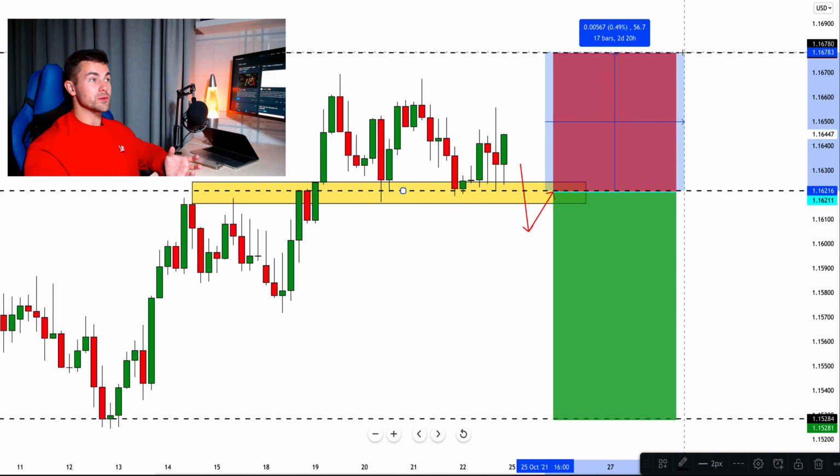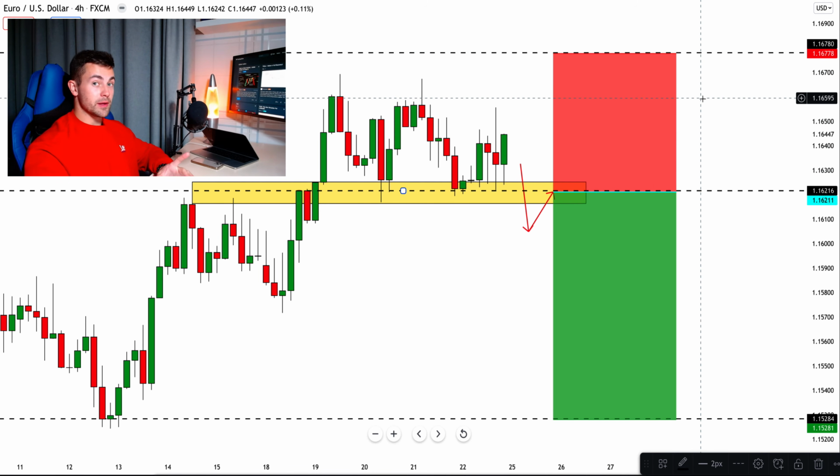And you can see that our stop loss right here is almost 57 pips. So remember that number. That number is very important because that number will be applied in the position size calculator.